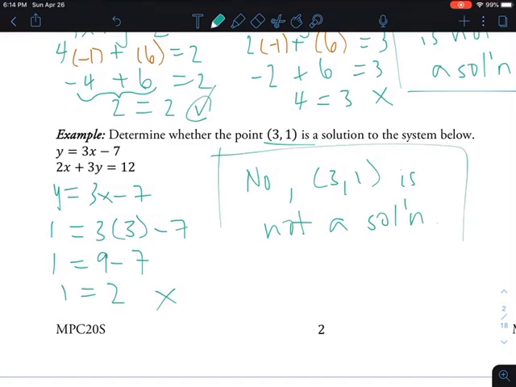Now, the reason that I can just stop solving the question here and say it's not a solution is because we already can see that it didn't work for this equation, so it doesn't matter whether it works for this equation or not. The point has to work for both, and it did not in this case, therefore not a solution.